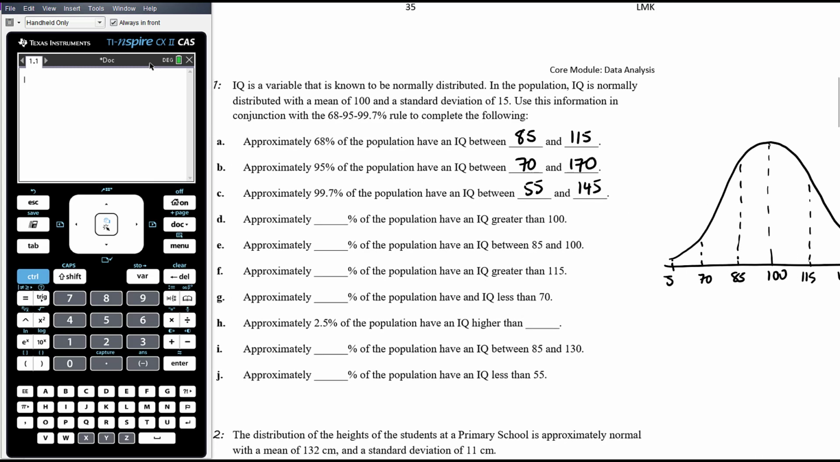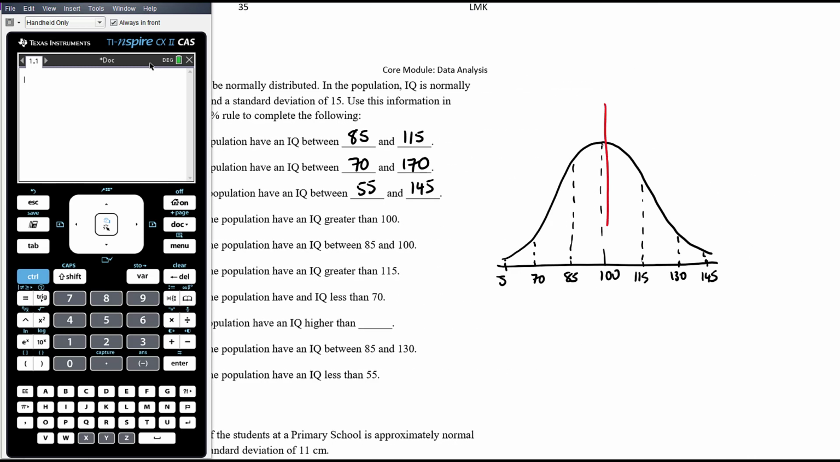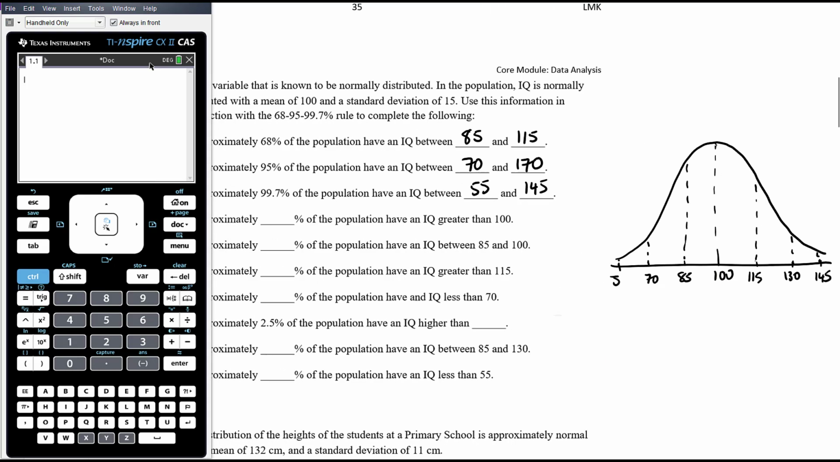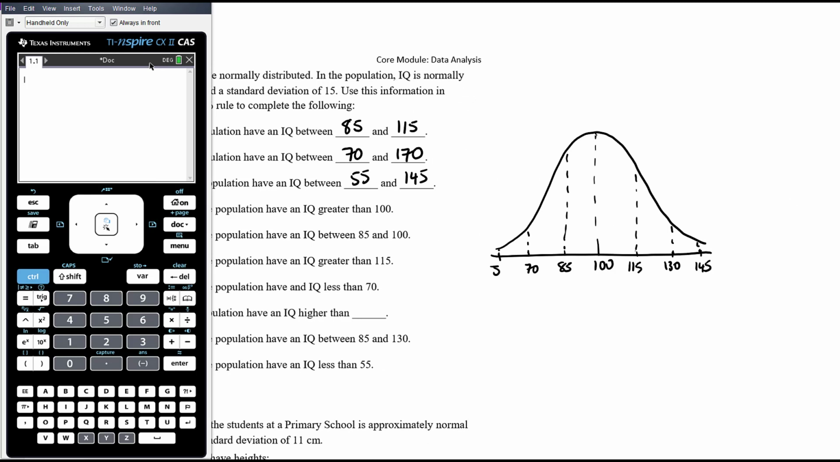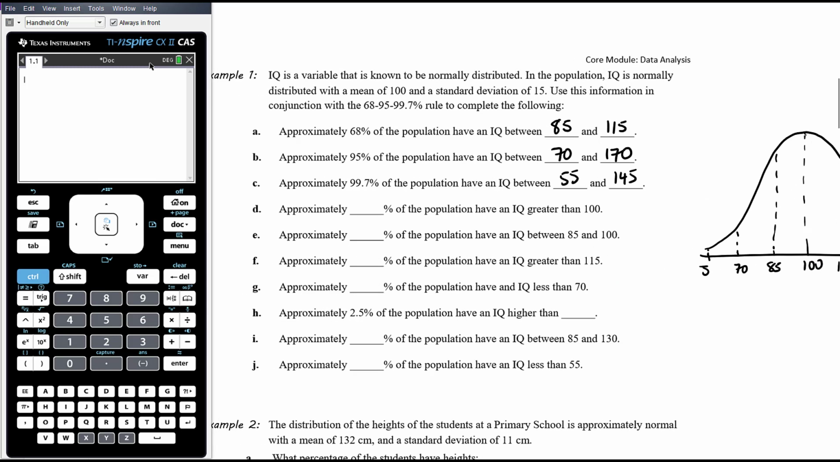Okay, then we can use the symmetry. So the whole thing is symmetric. Okay, it's exactly the same either side of there. My bell curve's not perfect, but we want to use the symmetry. So approximately what percentage of the population have an IQ greater than 100? Okay, so 100 is the mean. It's a symmetric shape, which means that this is 50% of the distribution above 100. So approximately 50% of the population have an IQ that is greater than the mean, greater than 100.